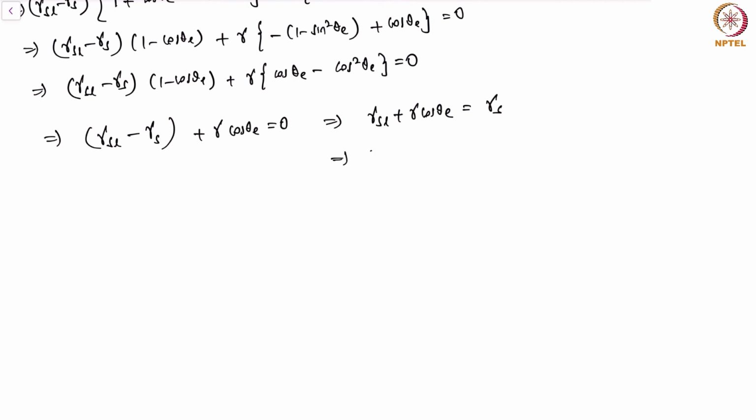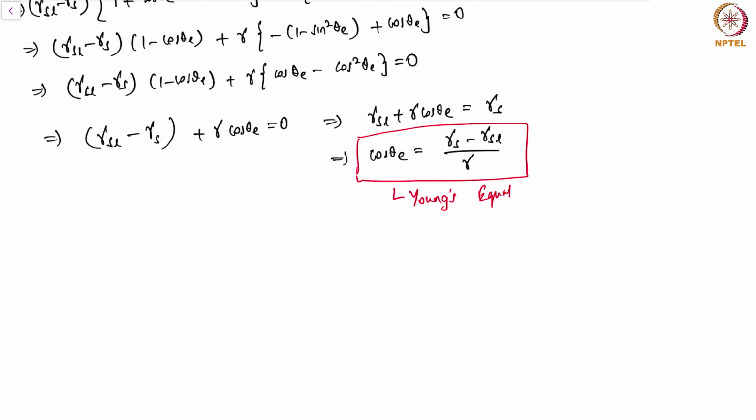Sometimes people also write this as cosine of theta e, which tells me the relationship between the surface energies, that is gamma S minus gamma SL by gamma, gives the cosine of the angle. So this equation is referred to as the Young's equation. This is the Young's equation or Young's law. Now this result that we've got here is valid for a much wider case than what we have just derived here. This is a very fundamental equation in capillarity.